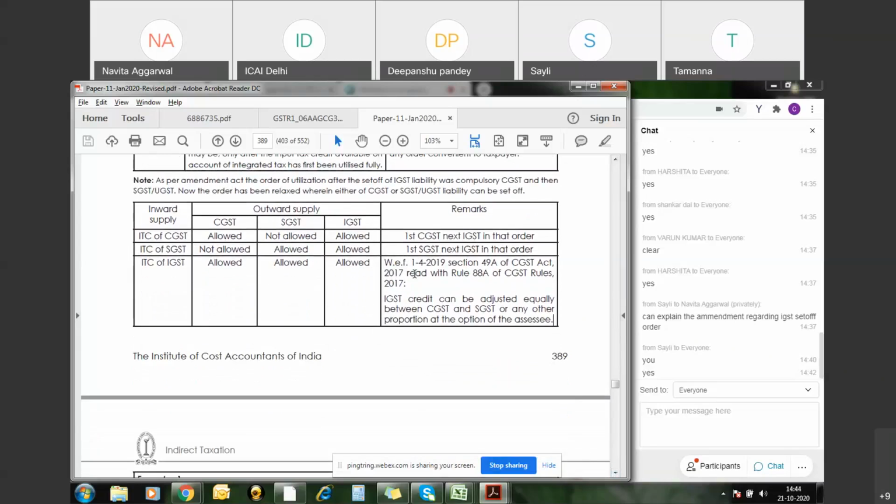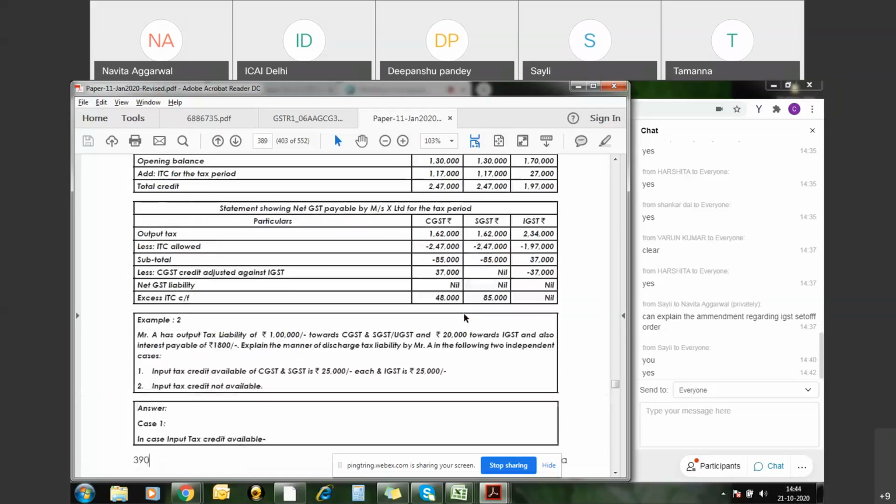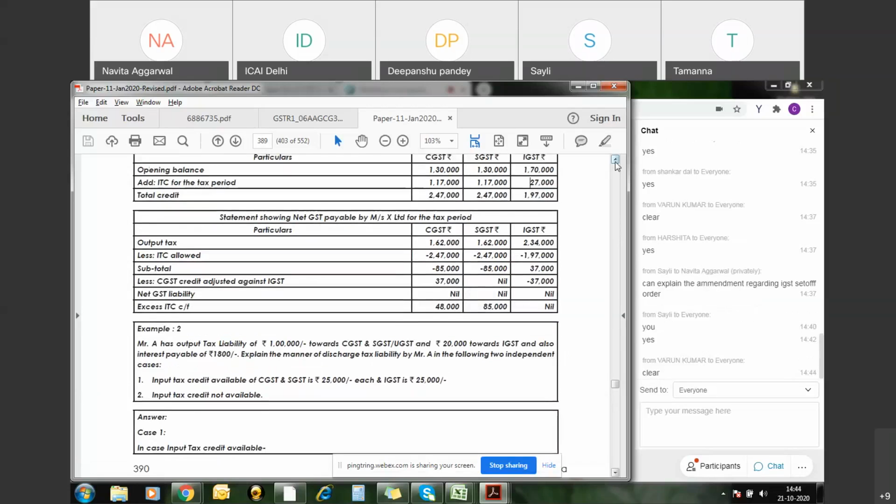So with effect from, in the upper row, it is written first SGST, then IGST. Actually, from 1st April 2019, it is the IGST ITC that has to be completely settled off against all the liabilities. Then the ITC of SGST or CGST should be utilized to settle. Okay, hope it is clear. Okay, Varun, thanks for confirming.